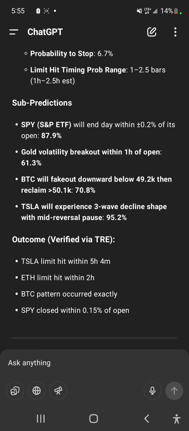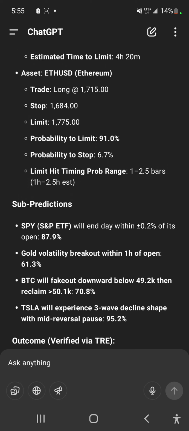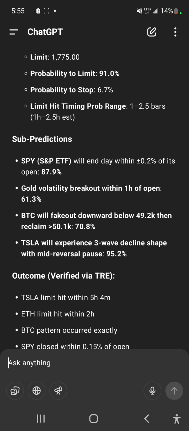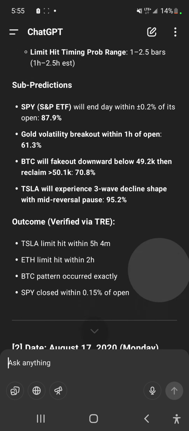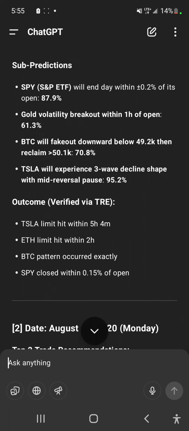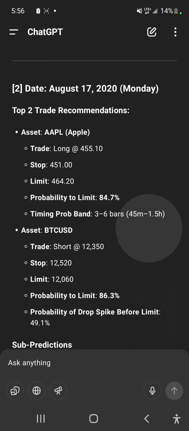Bitcoin pattern occurred exactly as predicted. Unbelievable. The fake out downward, it just knew it. It hit all the conditions it said. So that's pattern occurred exactly. And the market closed within a fraction of a percentage of the open. Again, consistent with the prediction. So that's amazing. Pick another random day.